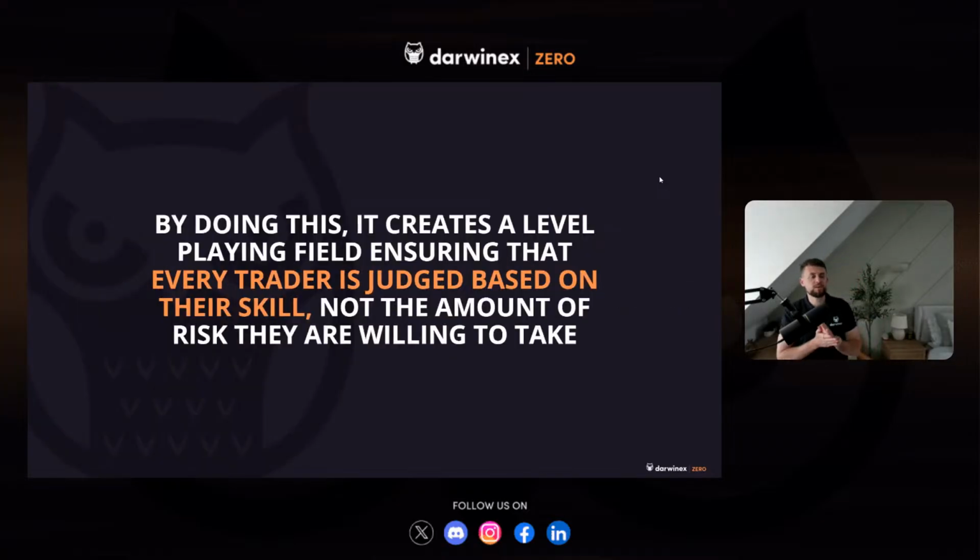So by the risk engine doing this, it creates a level playing field, ensuring that every trader on our platform is judged based on their skill and not just the amount of risk that they're willing to take or by luck. Every trader has basically the same running shoes on, right? That's the easiest way I can think of it. Who can run the furthest is based on their skill. Okay, there's no cheat code, there's no free ride. It's all about your skill, because you're all operating with the same amount of risk. Now, if you can generate a higher return than somebody else using the same amount of risk over an extended period of time, that would therefore generally make you a better trader, right?